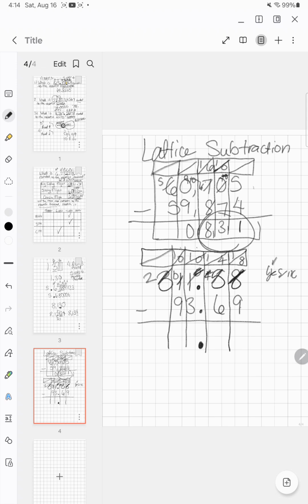Now that I've done all my issues, I can go ahead and solve it. 18 minus 9 is 9. 14 minus 6 is 8. 10 minus 3 is 7. And 10 minus 9 is 1. And 2, I bring it down because there's nothing to subtract from. So my answer is $217.89. I hope it helps.